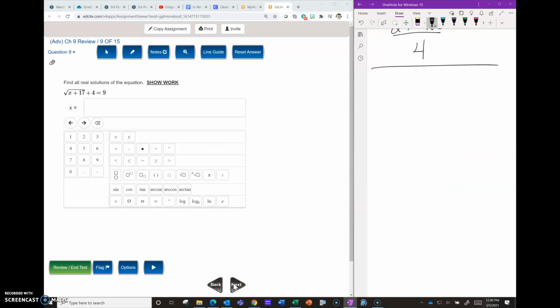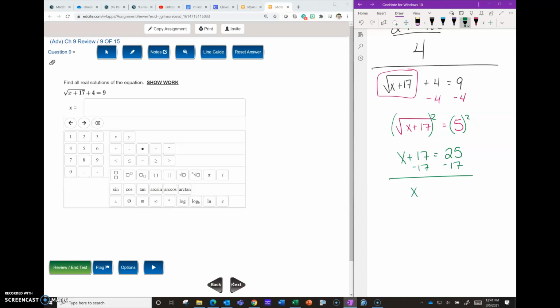Again, show your work. You have the equation, the square root of x plus 17 plus 4 equals 9. You need to get the square root by itself. So subtract 4 on both sides. That will give us the square root of x plus 17 equals 5. Square both sides to get rid of the square root. X plus 17 equals 25. Subtract 17 on both sides to get x equals, checking my math here, 8.